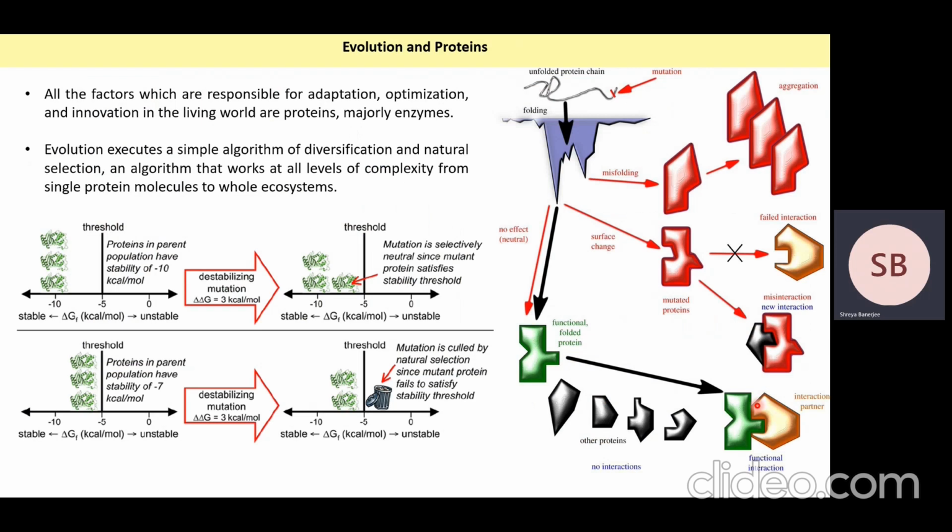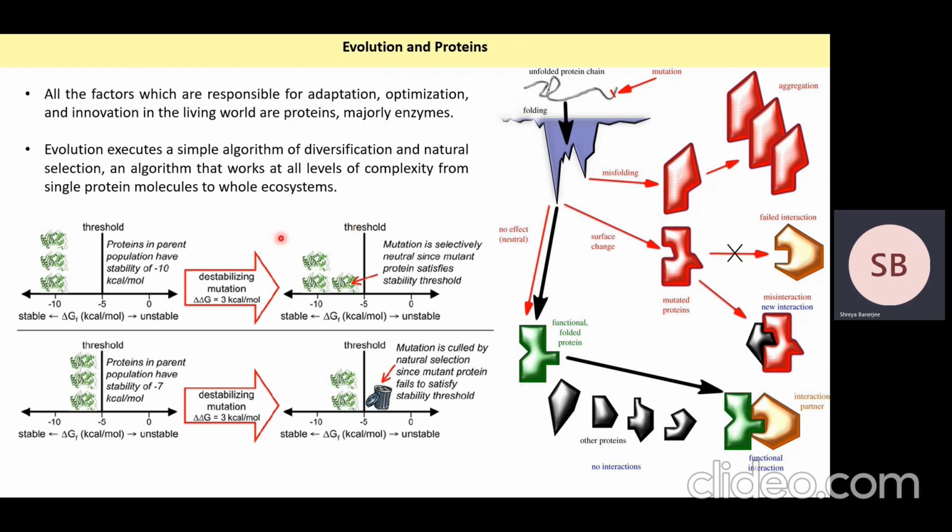Next, we will look into the relation between evolution and proteins. So what is evolution? There are many factors which are responsible for adaptation, optimization, and innovation in the living world of proteins or enzymes. All these factors which help in adapting and optimizing proteins so that they can best thrive in the correct environment are called evolution. Evolution executes a simple algorithm of diversification and natural selection, an algorithm that works at all levels of complexity, from a single protein molecule to whole ecosystems.